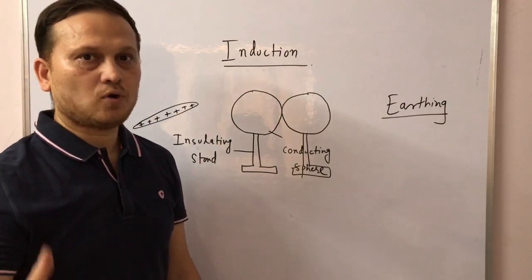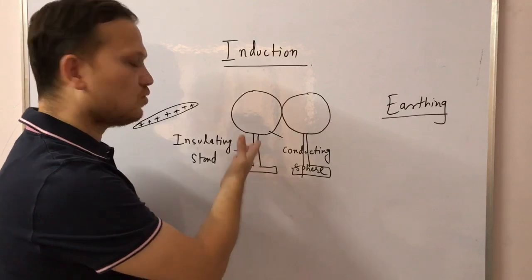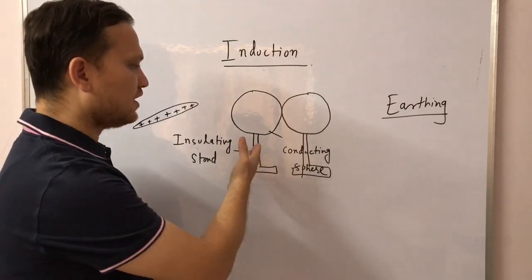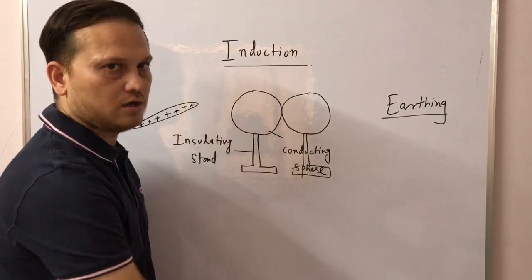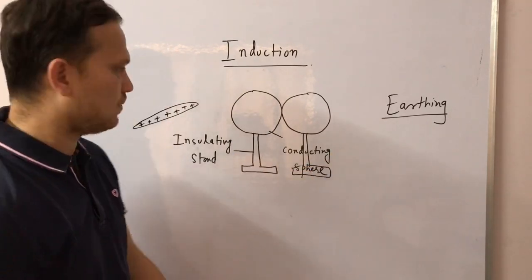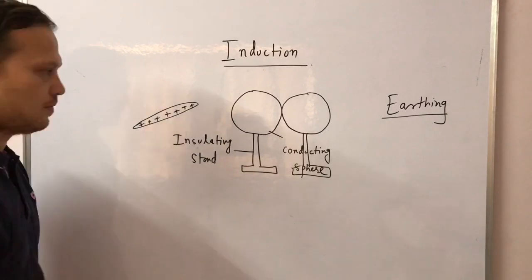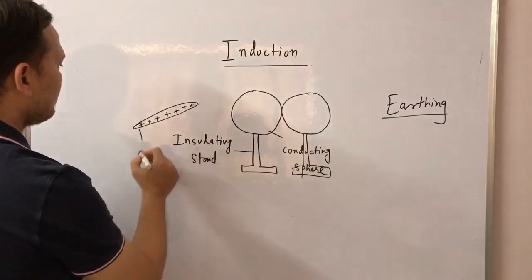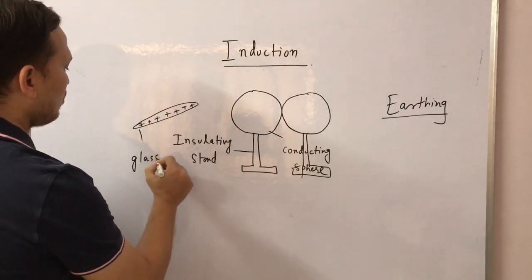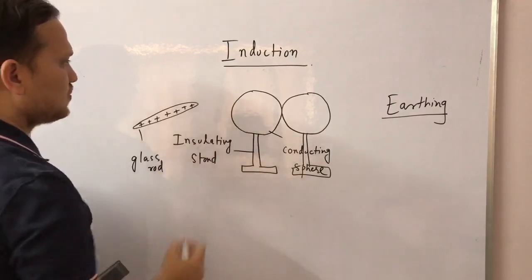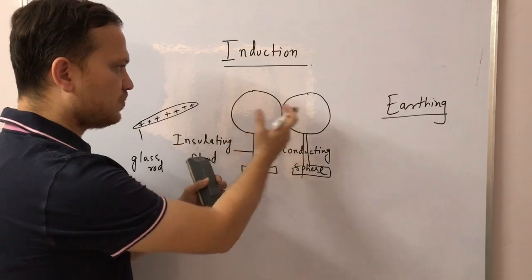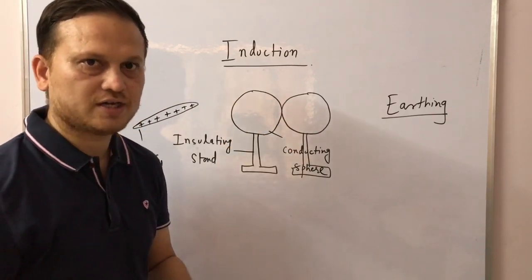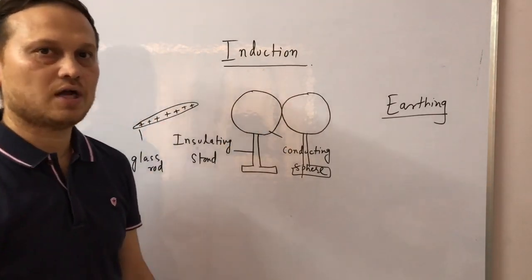To protect from earthing, place an insulating stand, because if there is no insulating stand, the charges will flow from this sphere to the earth. So that is the reason, to save from earthing. Now if I bring the positively charged glass rod towards a sphere, what will happen? See, right now this sphere is neutral. It has neither a positive charge nor a negative charge.